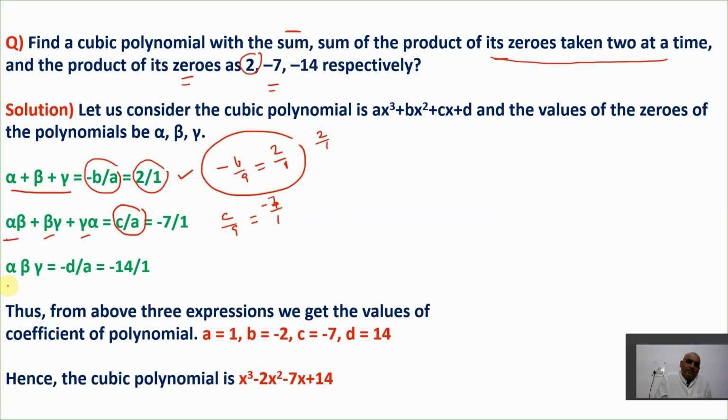Clear? And finally we have the product of its zeros. So the product, alpha into beta into gamma, is what? Minus d by a. So this is minus d by a. This is minus 14 divided by 1, because we can write 14 as 14 by 1, right? So that's the form here. Now you can compare these three equations. You can very easily get it, right? The value of a is what? 1. a is 1.